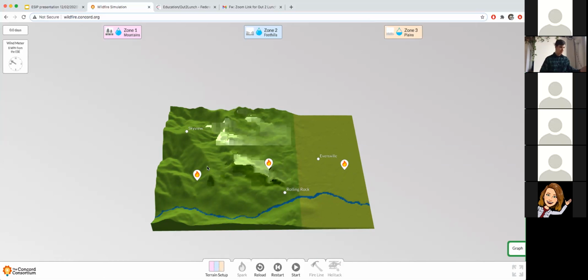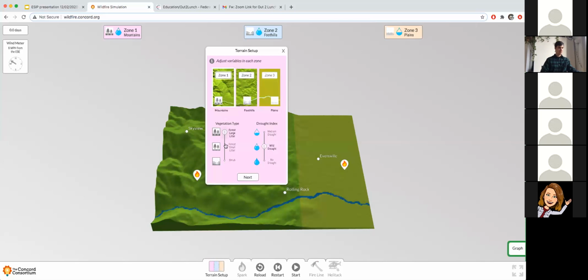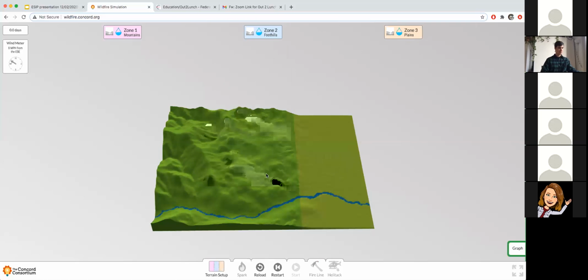So let's run a quick experiment here. We have 3 levels of terrain, so we can isolate that variable. I'm going to make all other variables the same so we can investigate how fire spreads through terrain. Go to zone 2, I'm going to make it shrubs and medium drought. Zone 3 is on medium drought, and I'm going to change it to shrubs. So we'll be able to isolate the effect that terrain has on wildfire spread.